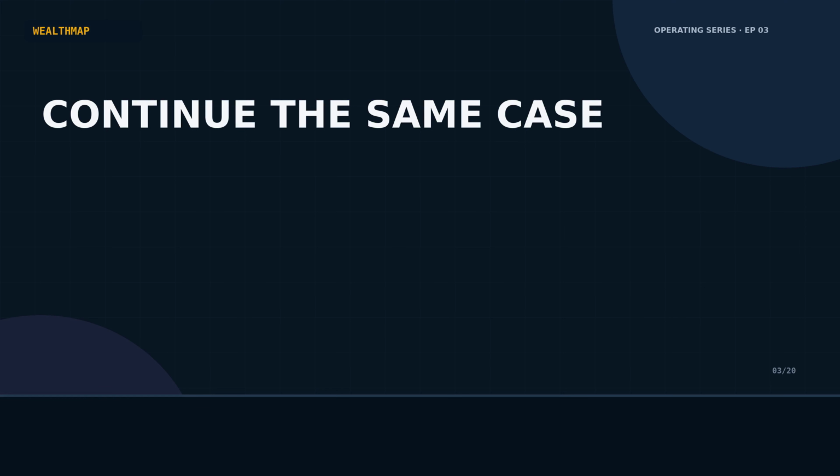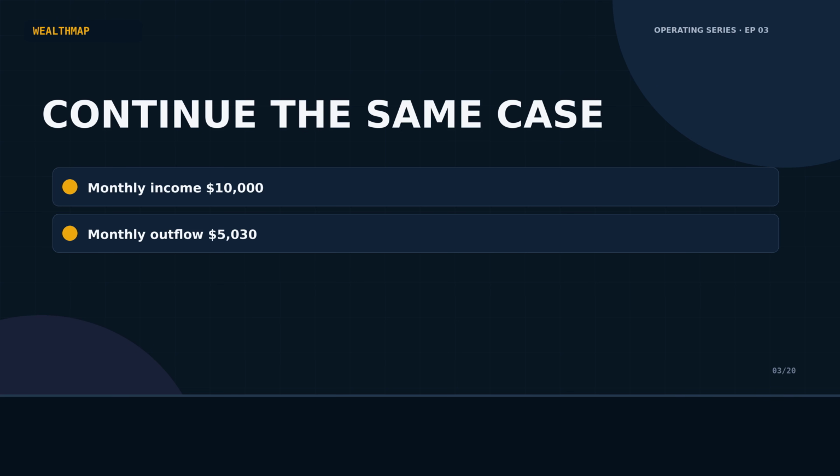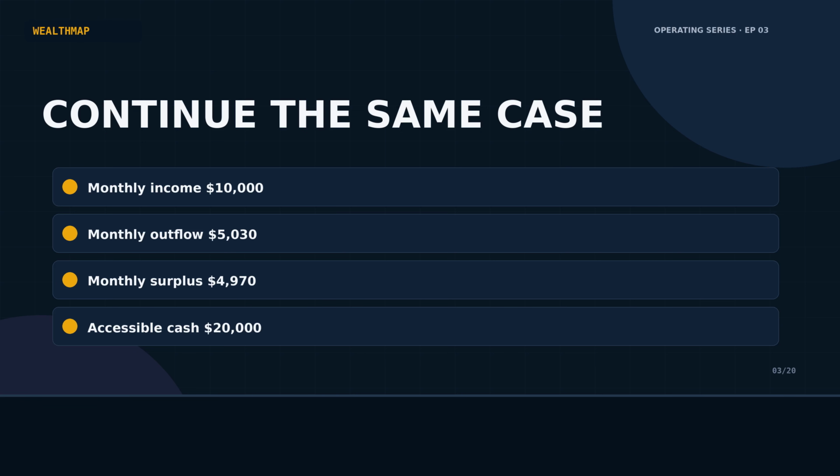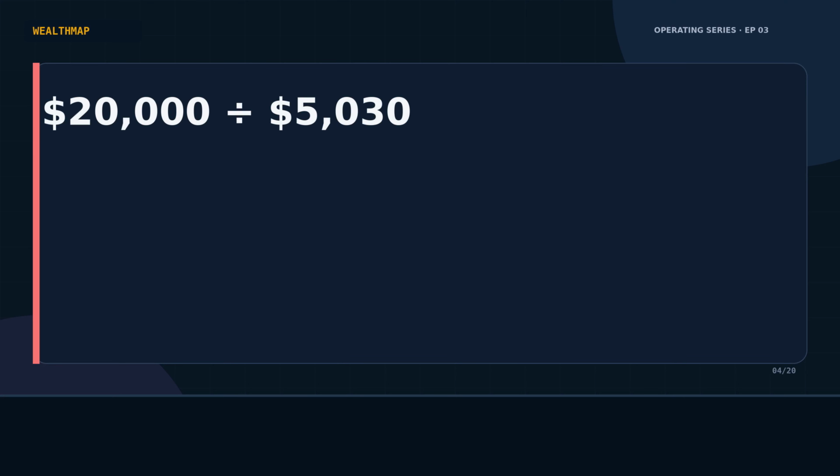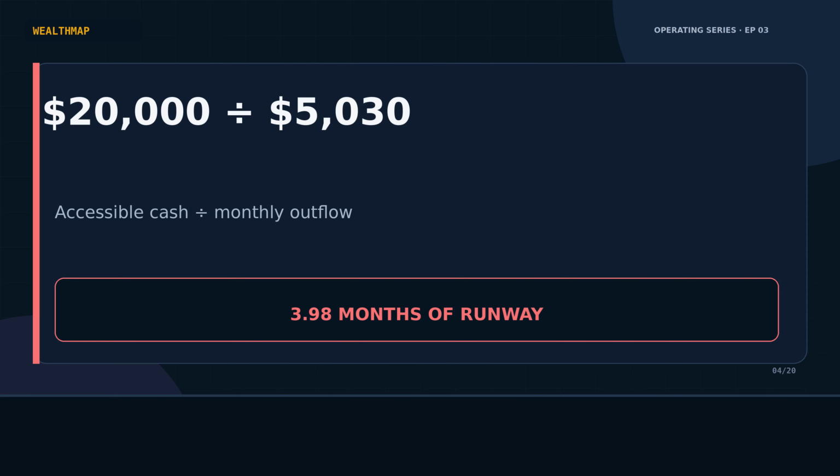Continue the same household from the cash flow lesson. Income is $10,000. Outflow is $5,030. The surplus is $4,970. And accessible cash is $20,000. $20,000 divided by $5,030 equals 3.98 months. That is the current runway, not the household's net worth.